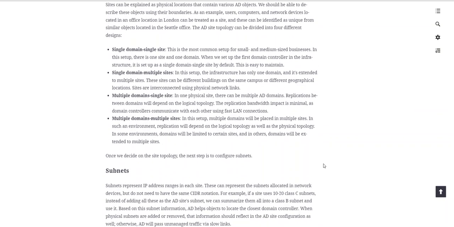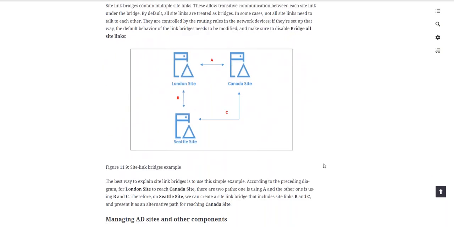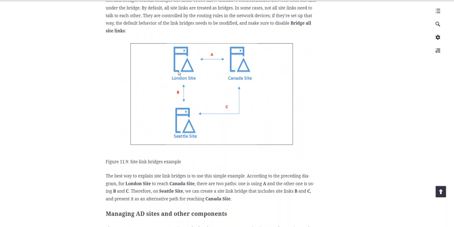But let's look at it. We've got, let's say, a London site, Canada site, Seattle site. So we've got different places in play, and I may want to let London have access to Canada and Canada have access to London. There's one relationship back and forth, and there's a trust that will exist between the two in many cases.